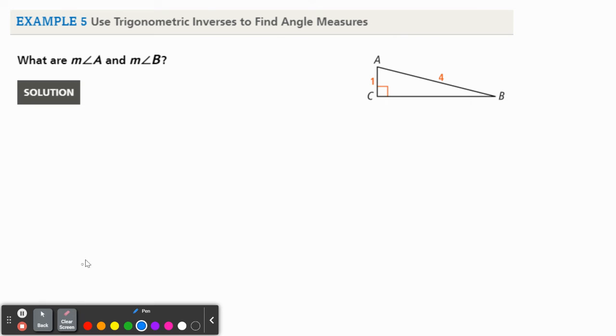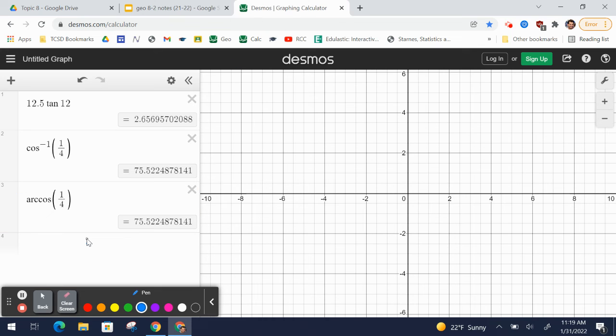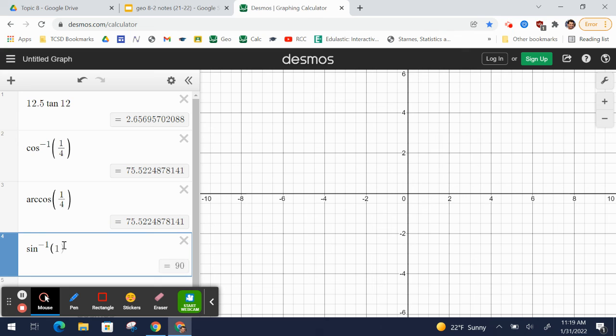All right, so let's see. So again, if you come here, I'll do inverse sine. Oh, let me get off this. That's why. Sine raised to the negative first of 1/4. And there you go, 14.47 is 14.5. And that would be the measure of angle B.